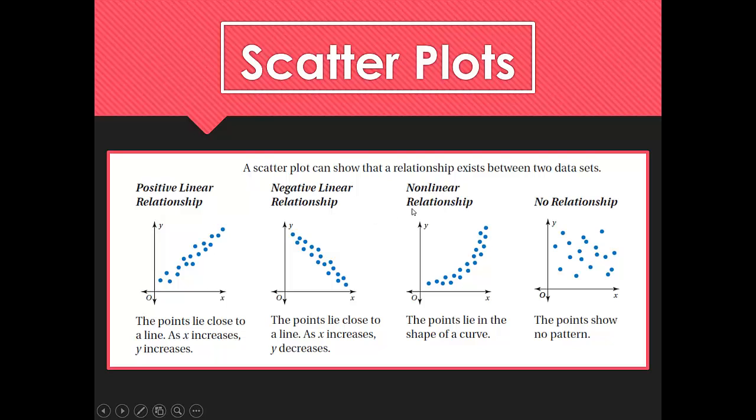The third one is a non-linear relationship. The points lie in the shape of a curve. So you can see that we wouldn't have just a line that goes through them. It looks more like a curve. That would be a non-linear relationship.